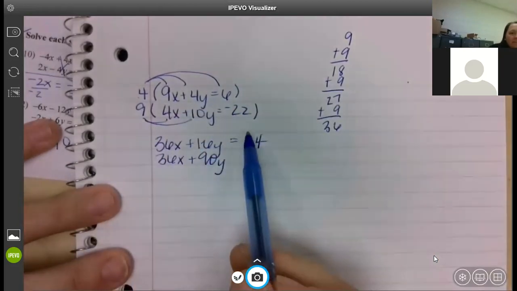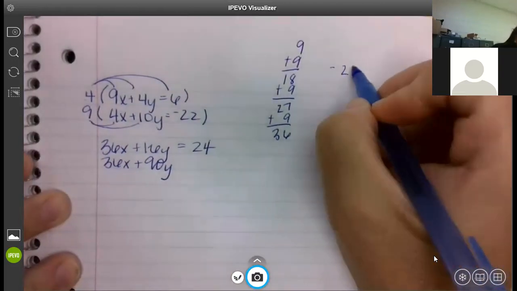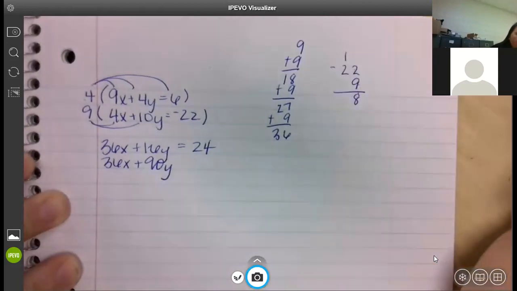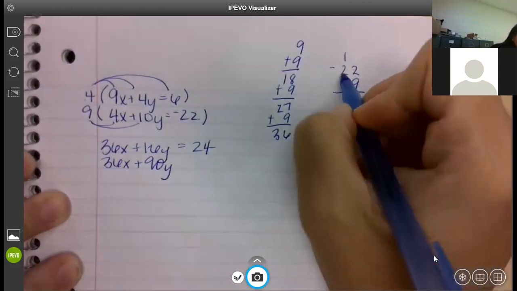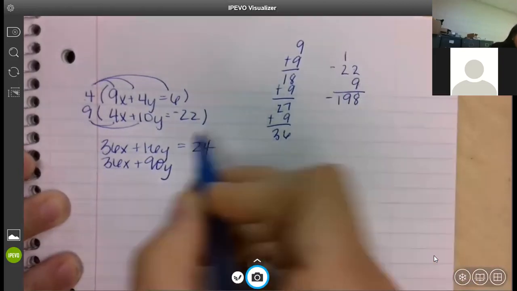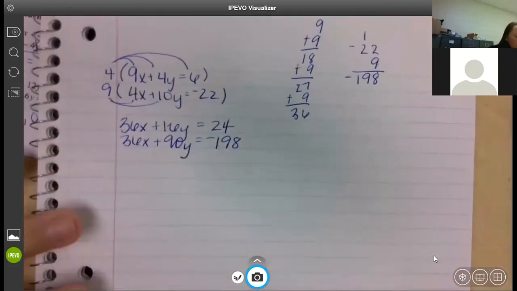And then this 9 times -22, if you're not sure, do it like old school. 9 times 2 is 18, carry your 1. 9 times 2 is 18, 19. Negative times a positive gives you a negative. Okay, use that scrap paper. It's not going to kill you.